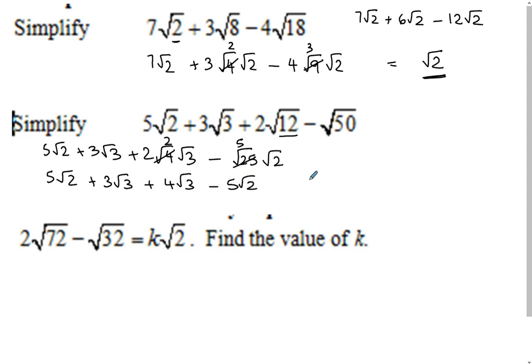Okay, that's collect like terms. So you've got 5 surd 2 minus 5 surd 2, so that disappeared. So you've just got 3 surd 3s plus 4 surd 3s, and you've got 7 surd 3s.